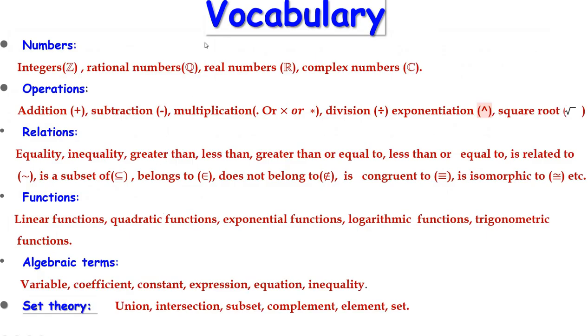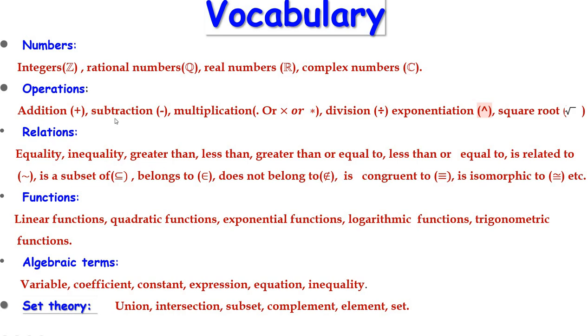Now, as far as vocabulary is concerned, we must at least know numbers, operations, relations, functions, algebraic terms, set theory. So, as far as numbers are concerned, we have integers, which is written like this. You should not just simply put Z, but that double line should be there. And for rational numbers, Q with this double line, and real numbers R with the double line, and complex numbers should be denoted like this.